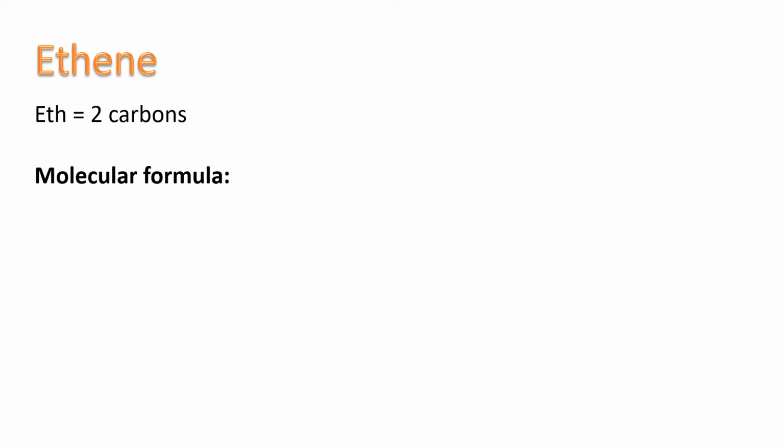So let's look at our molecular formula first of all. Ethene has 2 carbons, so our molecular formula will be C2H4. Just a wee reminder of how we do that. Our general formula is CnH2n. Wherever we see an n, we replace that with 2 because there are 2 carbons, and we end up with C2H4.